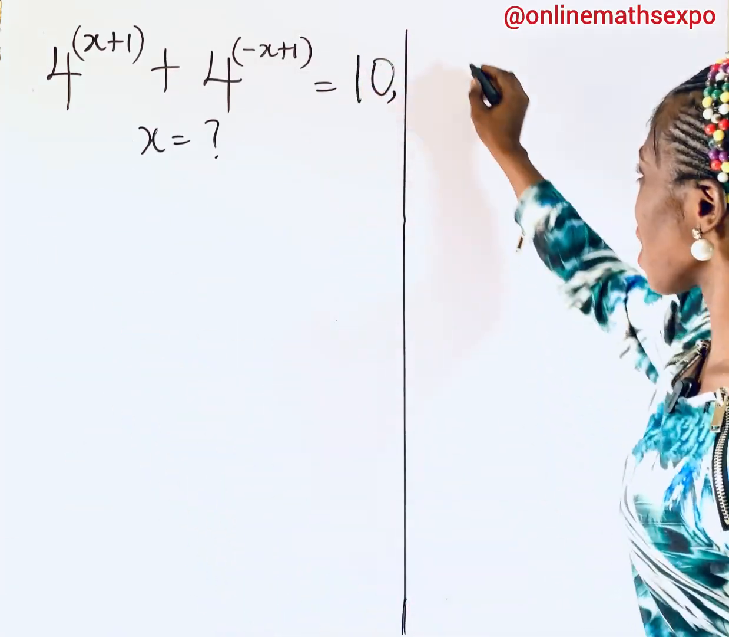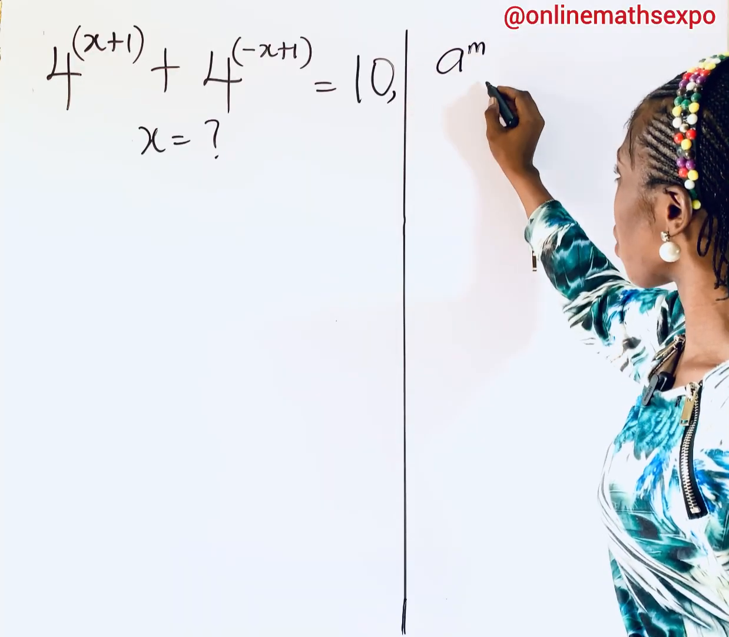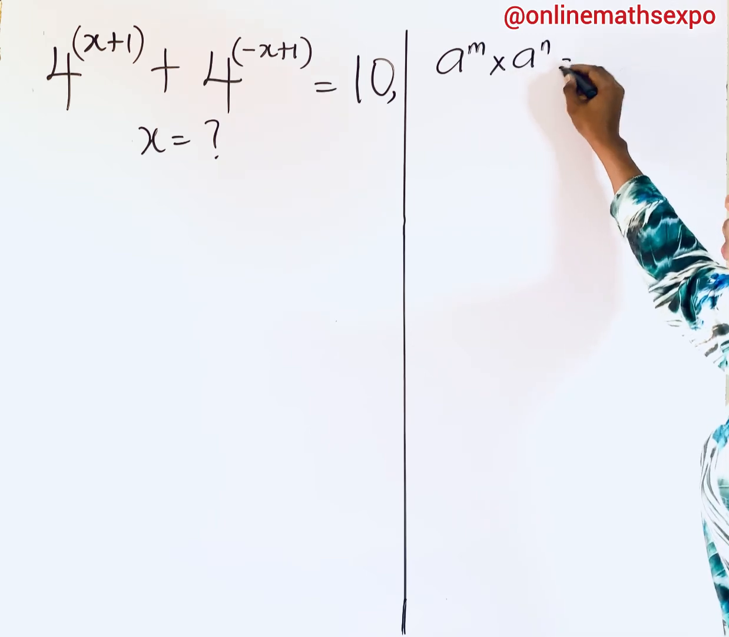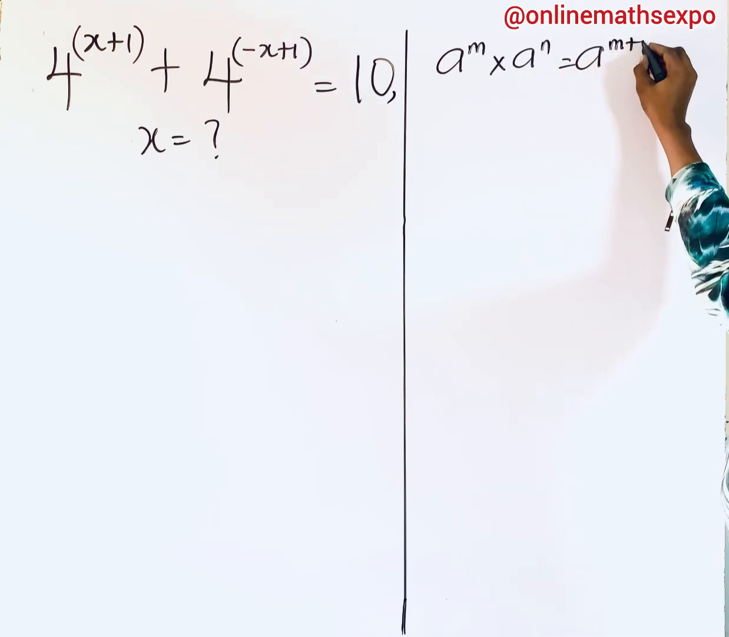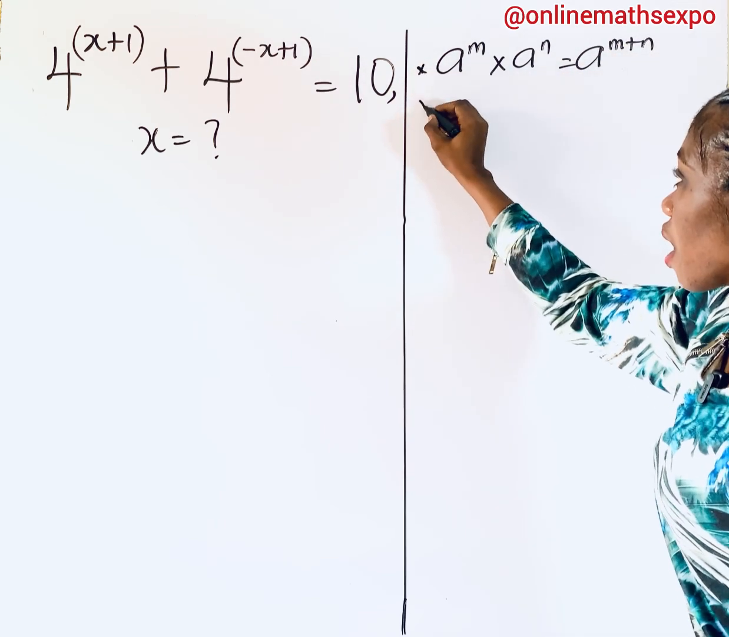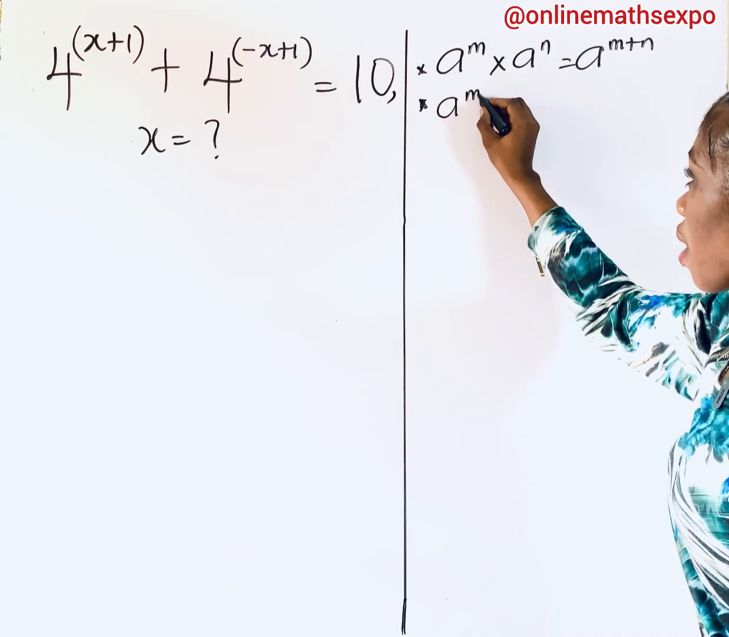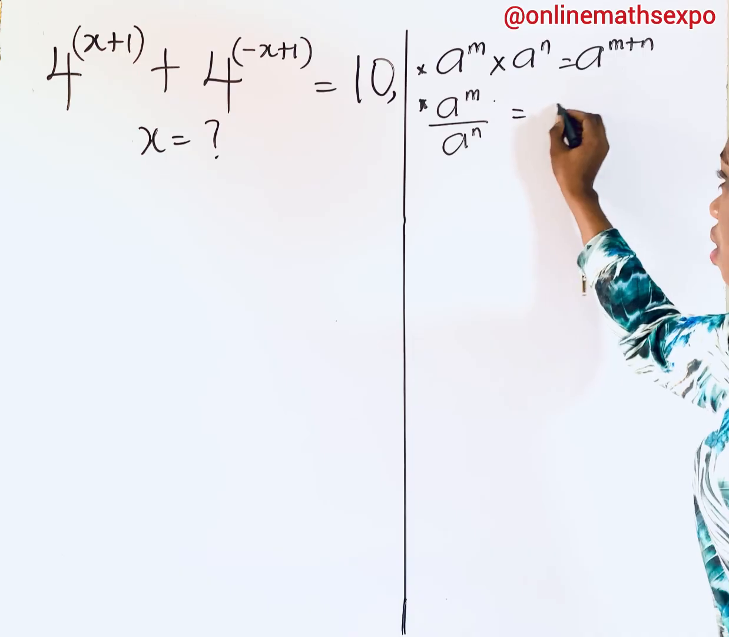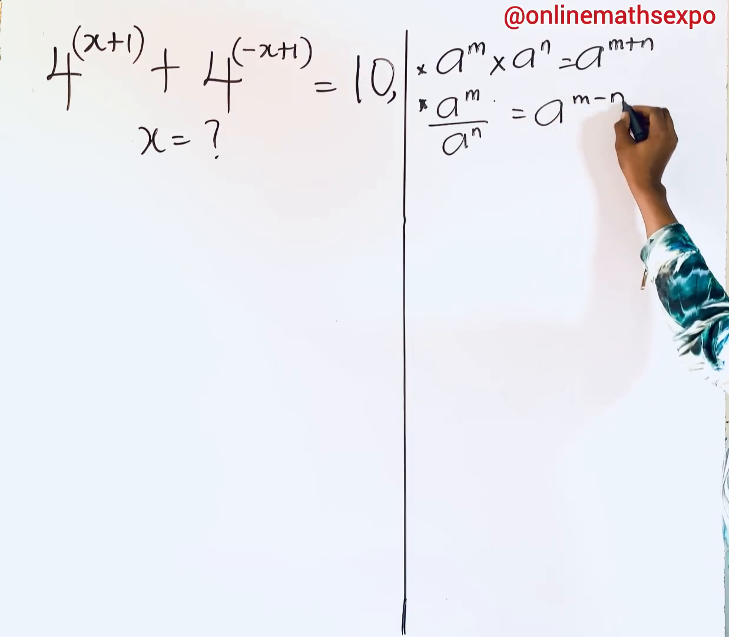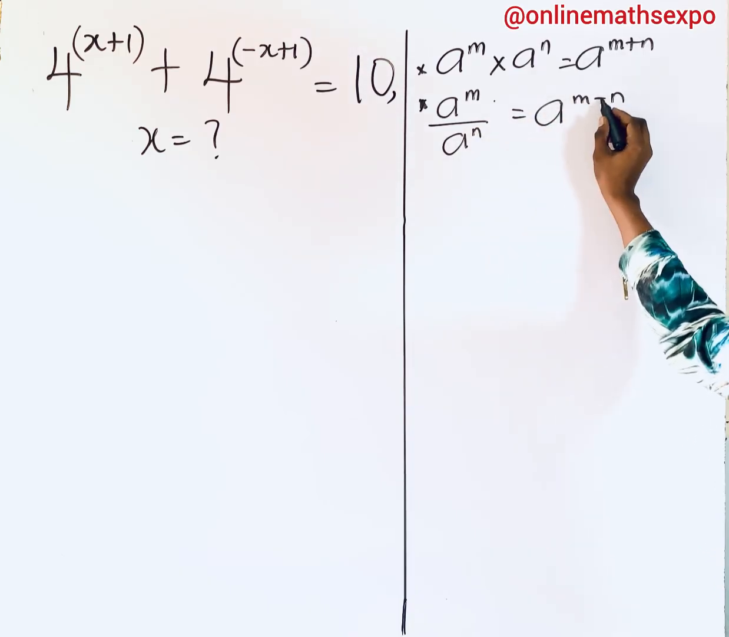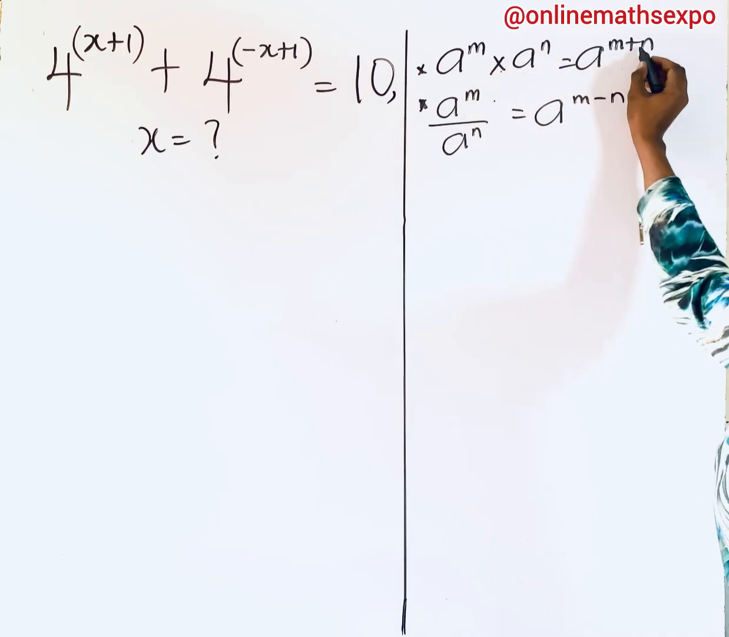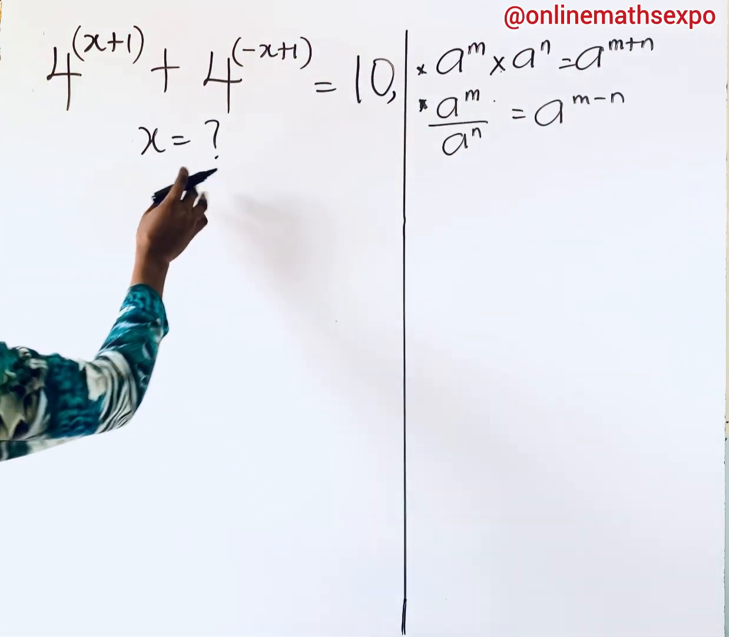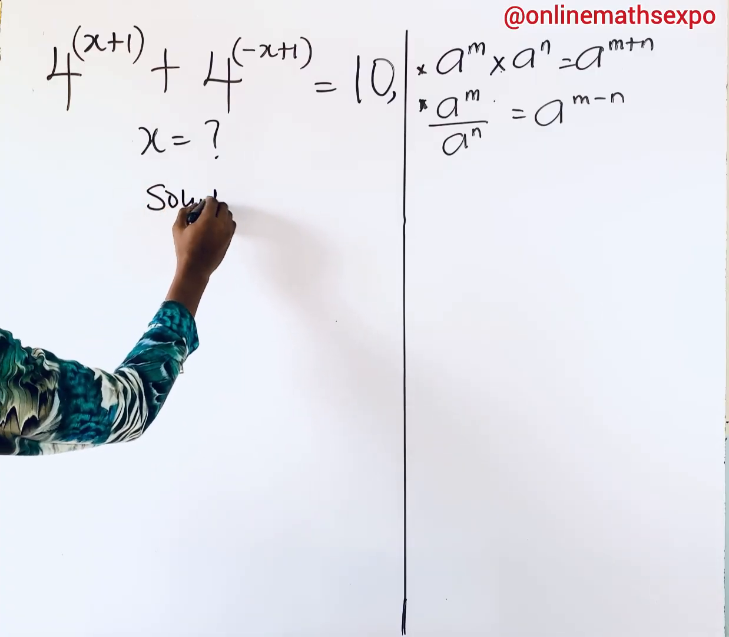So one of the rules says, if I have a to the power of m multiplying a to the power of n, it means a to the power of m plus n. And if you have a to the power of m being divided by a to the power of n, it means a to the power of m minus n. Division turns to subtraction, multiplication turns to addition. Now let's apply these rules here. Now we're going to begin with the solution.